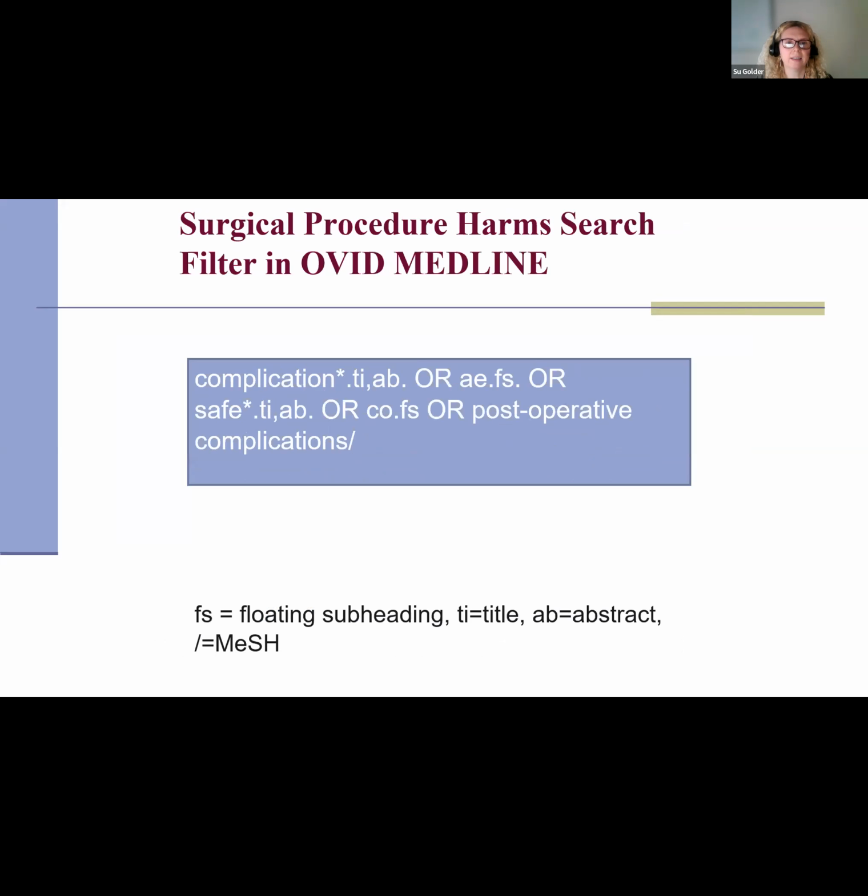And then the search filter that we developed for surgical procedures. I love this one because it's so simple and so short for a search filter. So here we're relying on more complications type terms, which is what you would generally use when talking about harms in surgery.